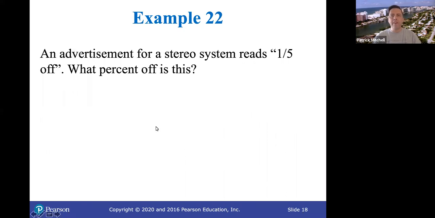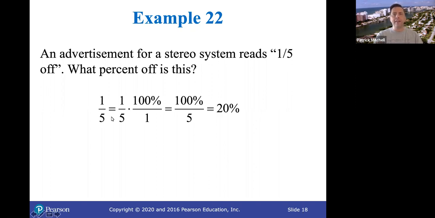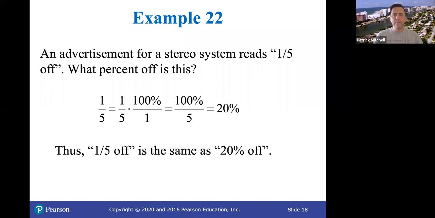All right, an advertisement for a stereo system reads 1/5 off. What percent off is that? All right, so 1/5 is not a percent, and they want me to make it a percent. So this is the situation where I multiply by 100%. I'm trying to pick up the percent sign. So 1/5 times 100% is 100 divided by 5. 100 divided by 5 is 20. So 1/5 off is another way of saying 20% off. And that's the end of this section.